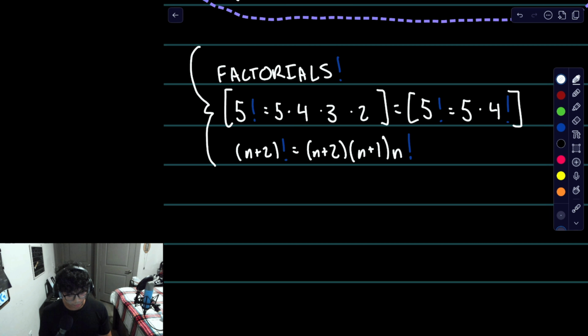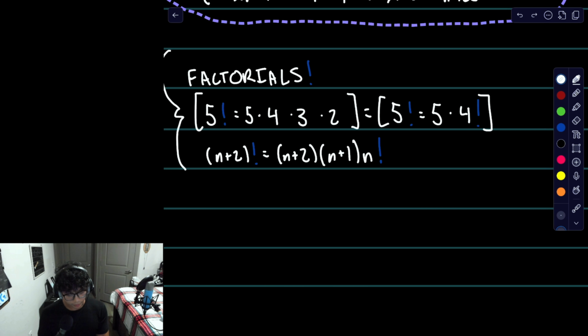One thing I forgot to cover is factorials. So basically the gist of it is 5 factorial equals 5 times 4 times 3 times 2 times 1, but you don't need to write the times 1. But you could also write it as 5 factorial equaling 5 times 4 factorial.